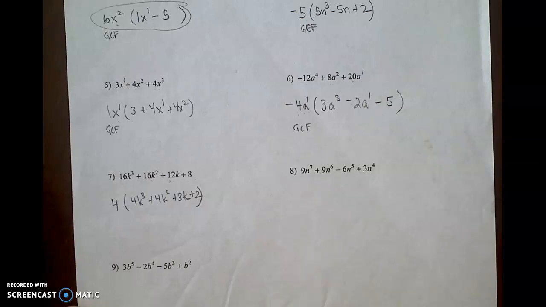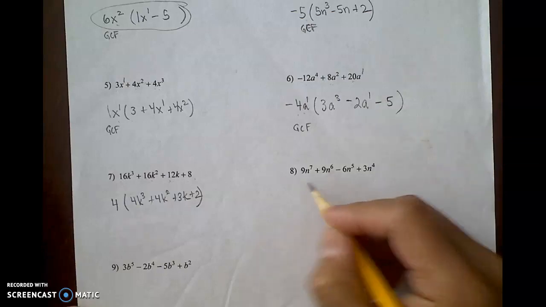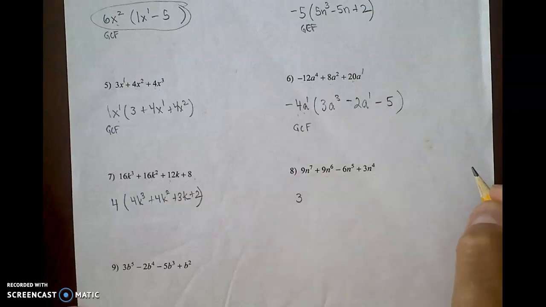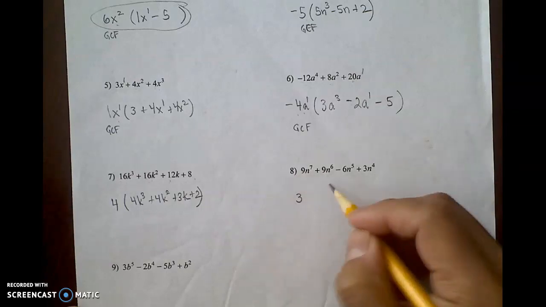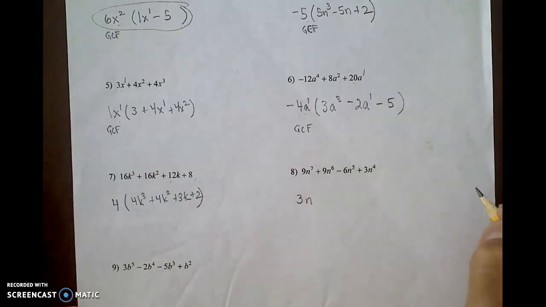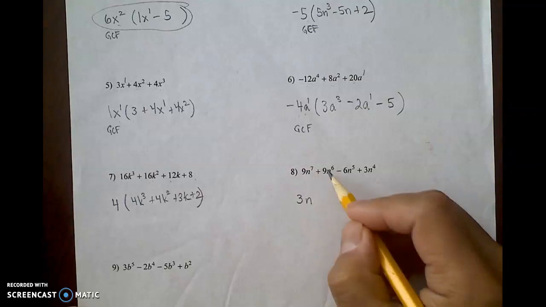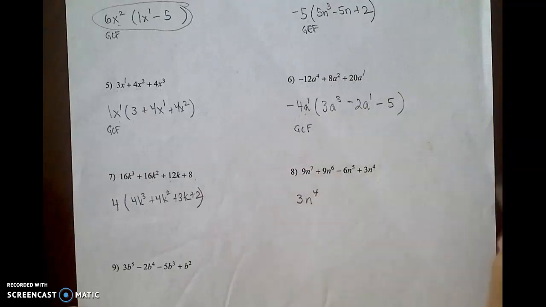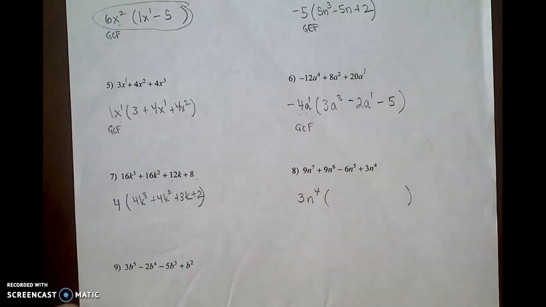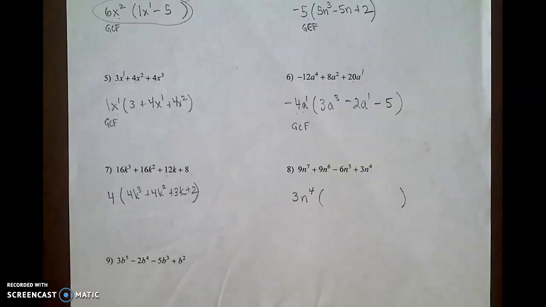4 terms here. Looking at all the numbers, there's a 3 they all have in common as a GCF. That 3 can divide into all of these numbers. They all have n's, so our GCF is going to have an n. And we're going to take the smallest exponent to be part of our GCF. Alright, so I want you to go and finish off this one and finish off number 9. So pause the video and finish off 8 and then do number 9.